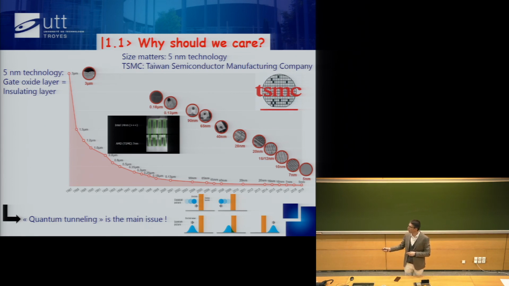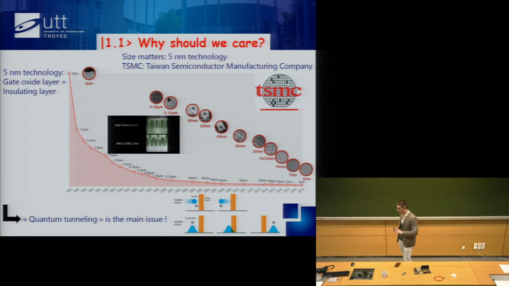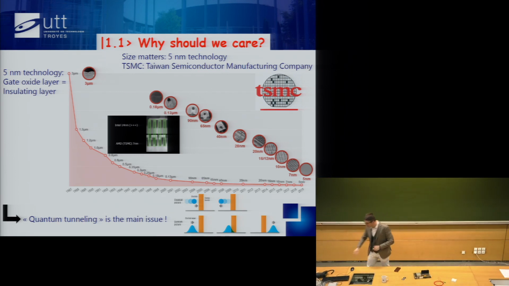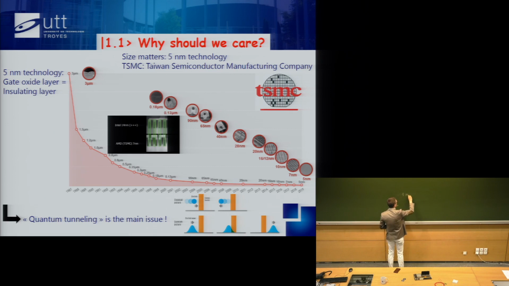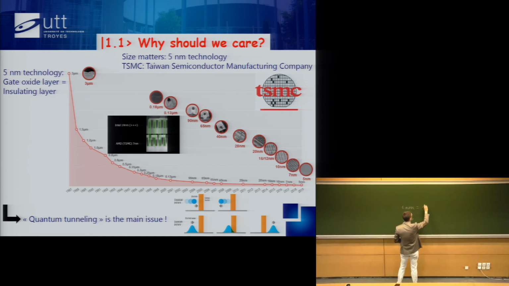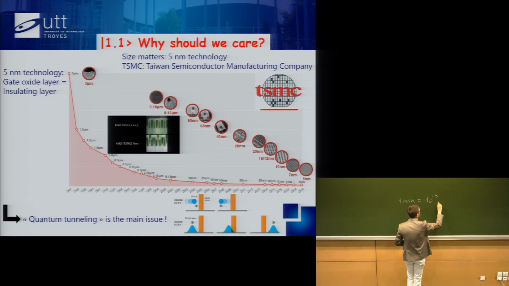So these days we are at a very small scale. Typically these layers are on the order of around 5 nanometers, 7 nanometers. And just to recall, a nanometer is 10 to the minus 9. So 1 nanometer is about 10 to the minus 9 meters.